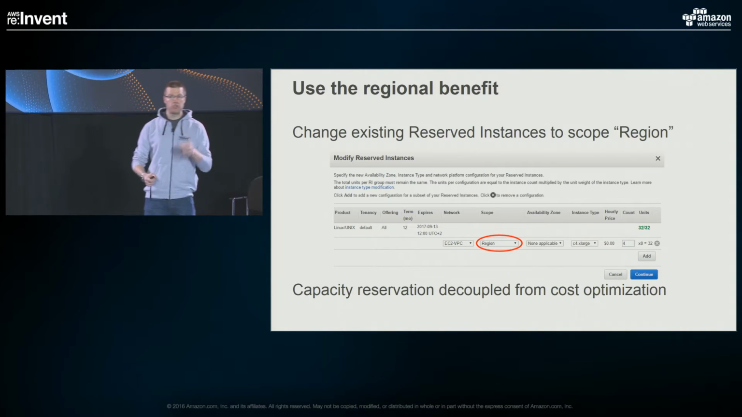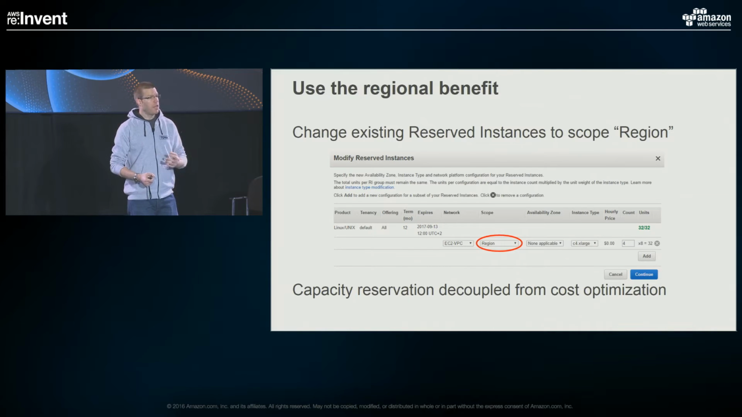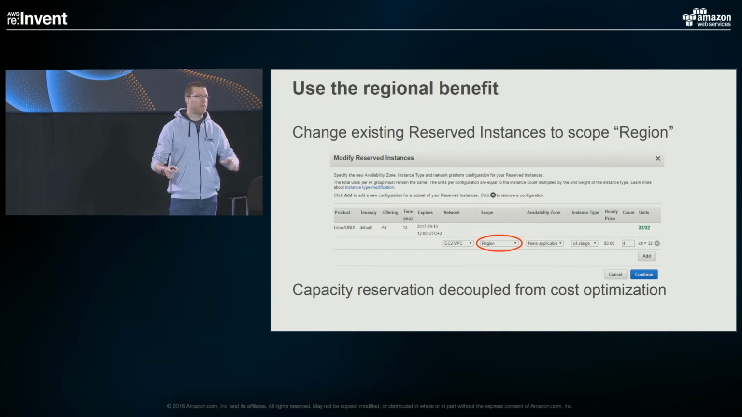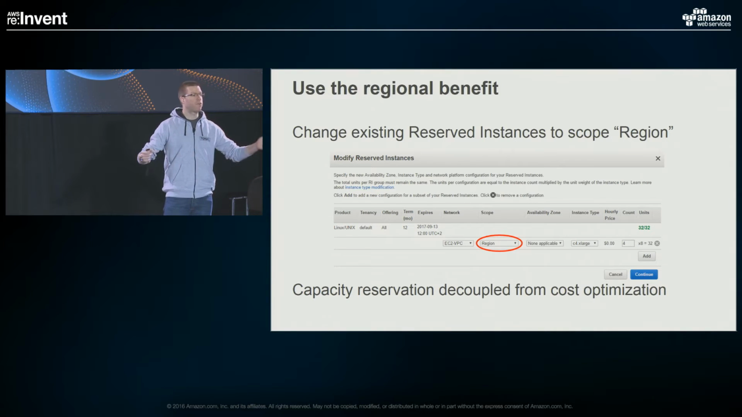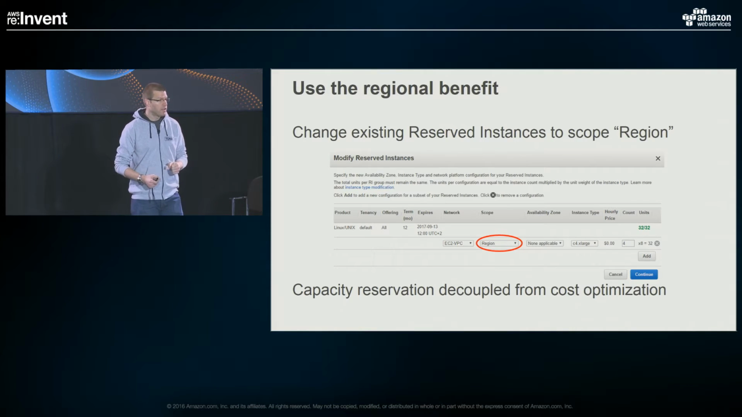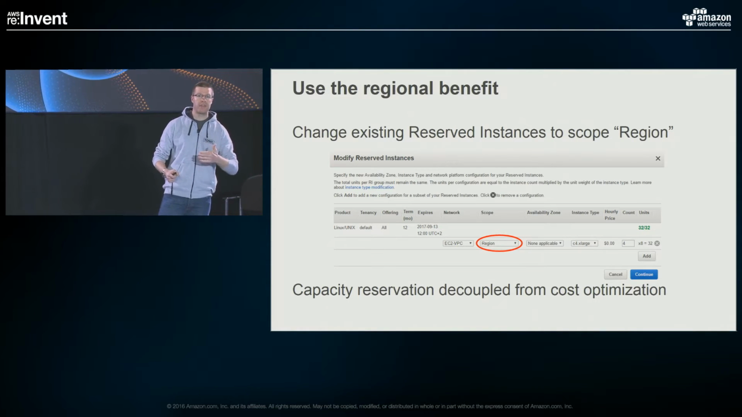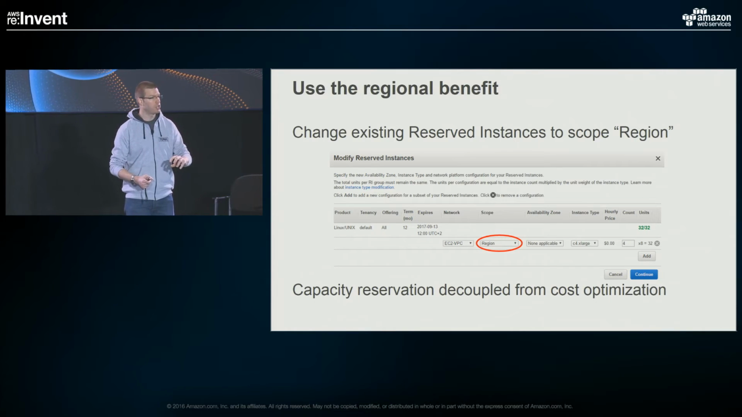Now, you can just choose the scope region, which means in that region that you bought the reserved instance, in our example, US East 1, no matter in what availability zone you're starting up this specific instance type, this specific instance family, it will be backed by that reserved instance you just bought. So that gives you more flexibility, especially if you think about auto-scaling, about distributing your load over several availability zones, which you always should do, obviously, for high availability. That makes it a lot easier to calculate things and take away this cost optimization.